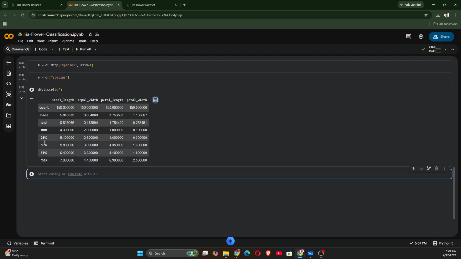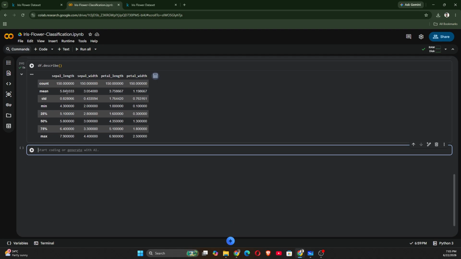So I think now you got all this, and describe is very important for an ML engineer to understand. That's why I've taken out time and explained every bit of it to you.